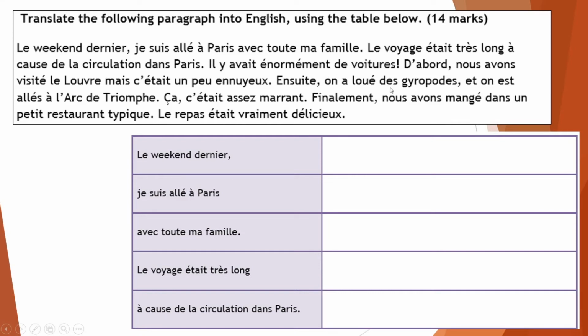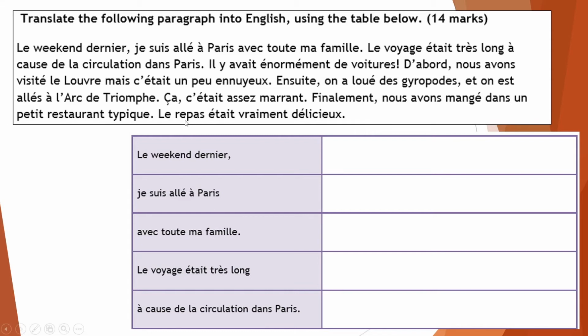"Louer des gyropodes". That's a bit trickier, but let's come back to that. Something about "aller" going, "Arc de Triomphe". "Ça, c'était assez bon", quite fun. "Finalement", I definitely know that verb eating, to do with eat. What tense is that? "Avant manger", accent there. "Petit déjeuner typique". So we've got some cognates. Something was delicious. So I can guess what "repas" might be based on the fact that I was in a restaurant.